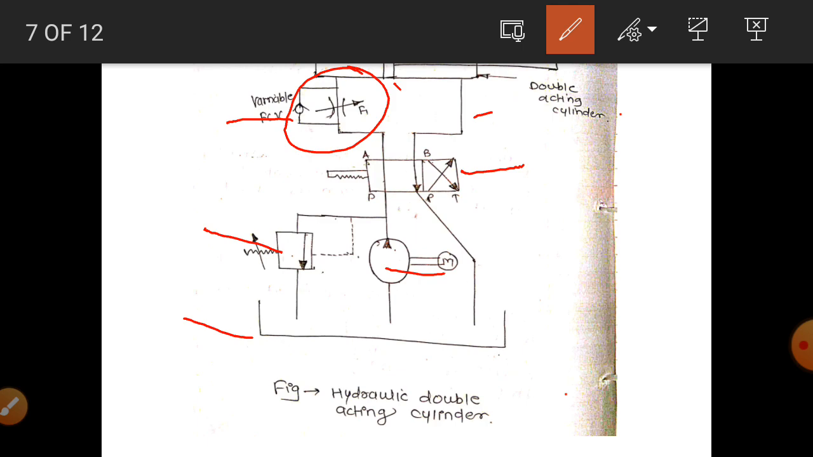For example, suppose we use the flow control valve on a return line. In that position, we use the flow control valve. That type of circuit is known as a meter out circuit. So this is the circuit diagram of a speed control circuit.